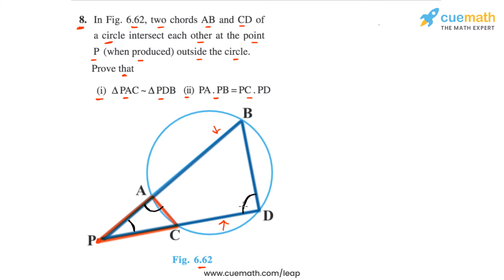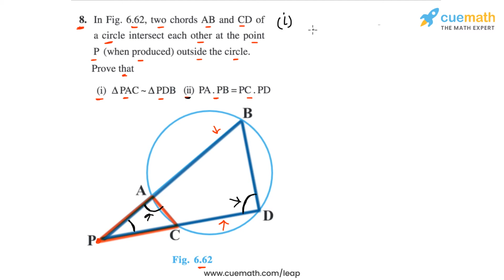If you want, you can pause the video for a few moments and think about how we can show that this angle is equal to this angle. Once we have done that, we can claim that the two triangles are similar using AA similarity, and then by making use of the fact that the sides are proportional, we will get the second result as well. Okay, so let's start with the first part.